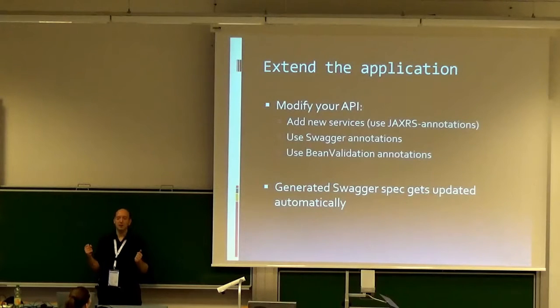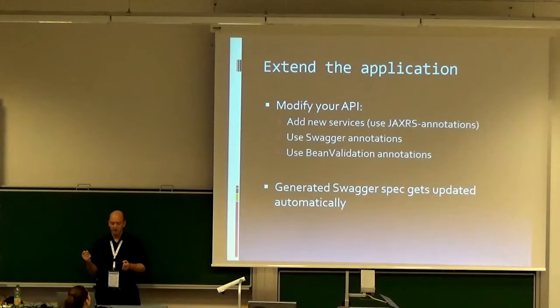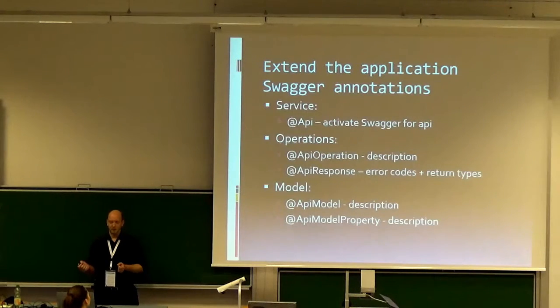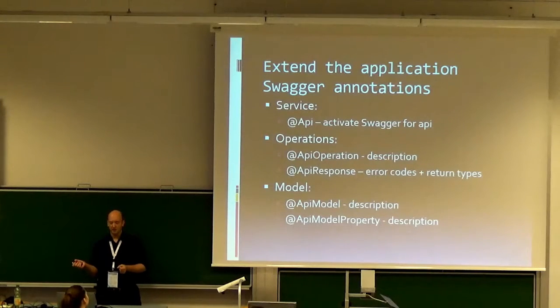We can use Swagger annotations to add documentation to the Swagger contract. And we can add bean validation annotations, and they all show up in the Swagger specification. The Swagger annotations we have for the service level is at the API. To activate the Swagger contract, we have API operation to add a description to the operation, API response to add error or response codes, and their return types. And we have annotations for the model and for the model property.